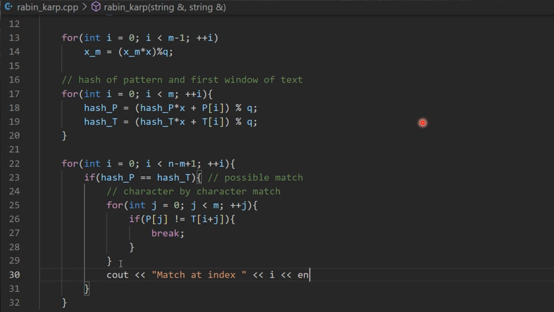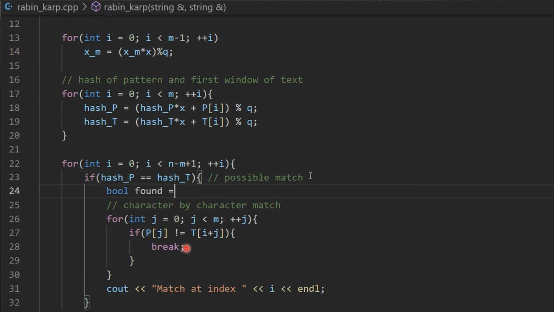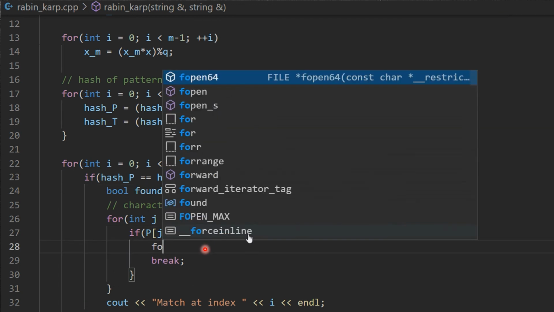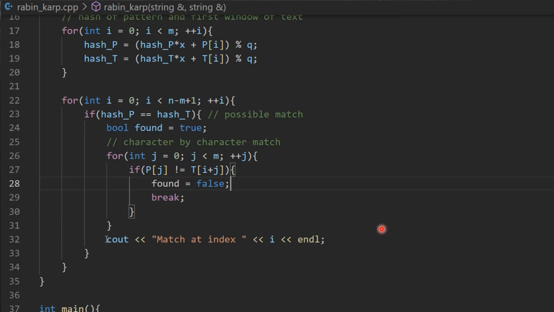But this will currently execute irrespective of break or not. It will break and it will print. So we will keep a flag found, which is true by default. If this break condition did not hit, then it will remain true, otherwise we will make it false just before break, and we will print this match found only if found is true.